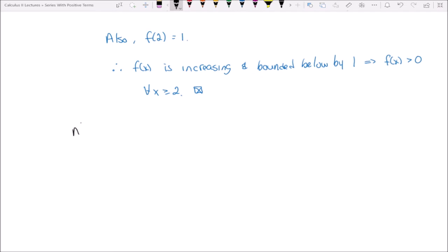So we start with that. n cubed is greater than or equal to n squared plus 3. This means that 1 over n cubed would be less than or equal to 1 over n squared plus 3. If we now take the cube root of both sides, we get 1 over n is less than or equal to 1 over n squared plus 3 to the 1/3 power.